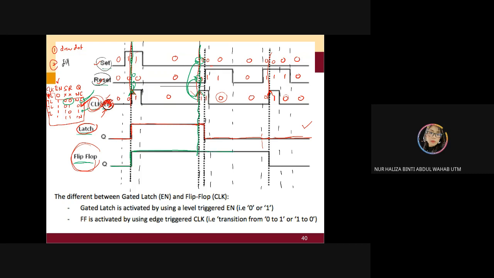until you meet another active high clock. Here is another active high clock, and at this specific line it is 0 and 1. 0 and 1 is what? 0. So you're going to change and just continue until you meet another active clock. So you can see there is a difference between latch and flip-flop, although it is similar input for set, reset, EN, and clock. Okay, any question?